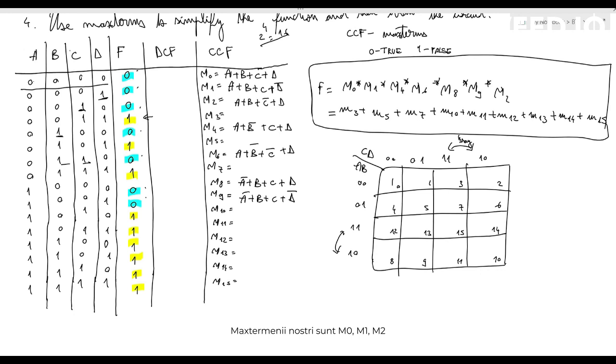Our max terms are M0, M1, M2, M4, M8, M9, and M6. Now, we are going to group these guys, so we have to have in each group the maximum number of max terms that we can take. So this is the first group and we can take it like that. This is one. Now our second group is going to be this one because it is the maximum number that we can take. We can take vertically and horizontally, but not on diagonal. Okay, and yeah, that's it. This is two.